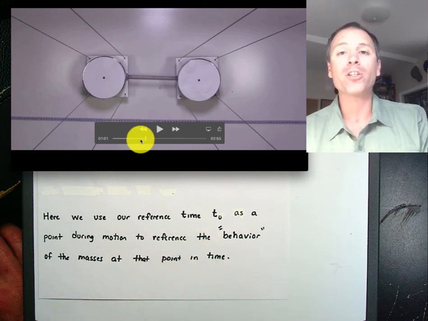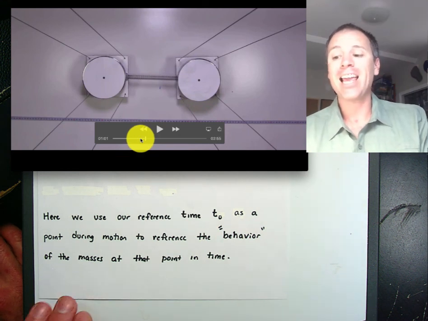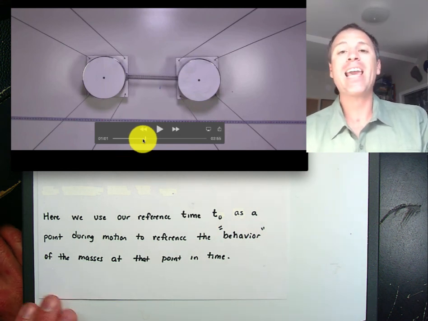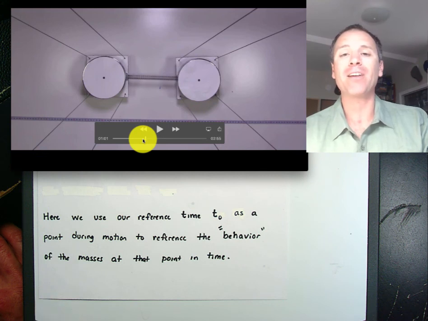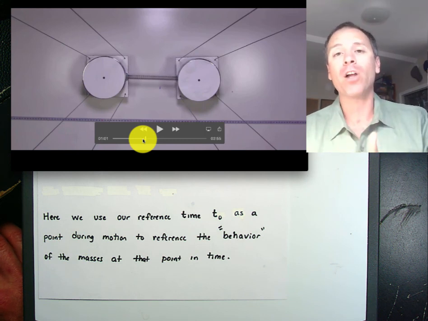The reason that we chose a reference time t naught, in this case 61 seconds into the modeling, the first frame 61 seconds in, was to use as a reference point for the behavior of masses in time. It allows us to say, at that point in time, we know both the exact location and the velocities of both masses as they travel.